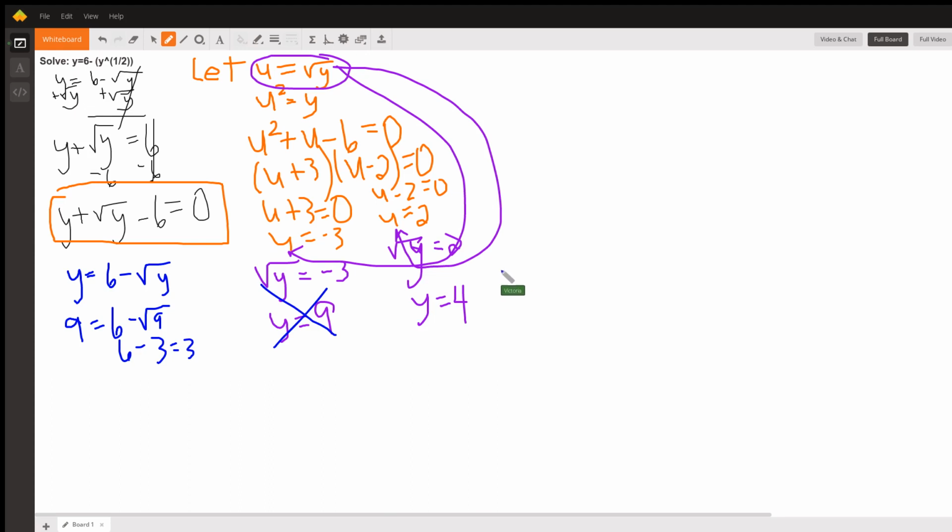But if we put in y equals 4, so now we get 4 equals 6 minus the square root of 4, which is 6 minus 2, which is 4. So that one works. And so our final answer is just this one, that y equals 4.